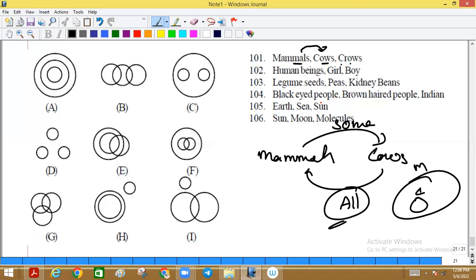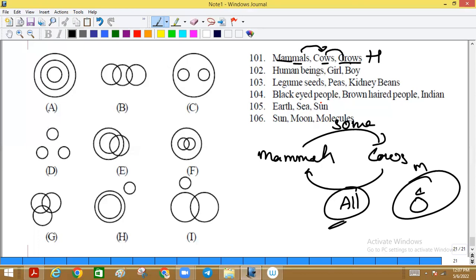Now, what about crow? What is the relation between cow and crow? Is there any relation between cow and crow? Crows are birds. Cow is a mammal. No relation, obviously, between mammals and crows. So your answer is H. Next one.